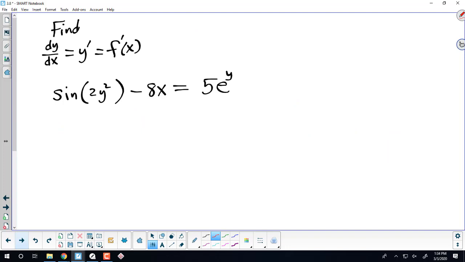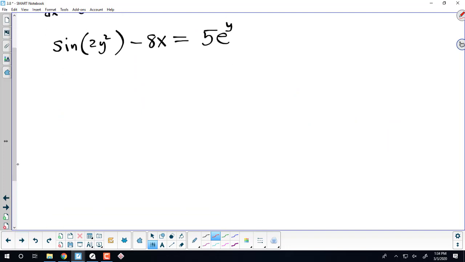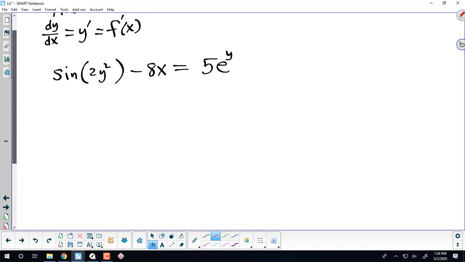Let's look at one more example, with sine of 2y squared minus 8x equals 5 e to the y. The notion of implicit differentiation shows up in 311 when we deal with related rates, where time is our variable. You can relate two spatial dimensions, horizontal and vertical, with respect to time by using implicit differentiation. Many of the derivatives we see in 3.9 and 3.10 are also proven or justified using implicit differentiation.